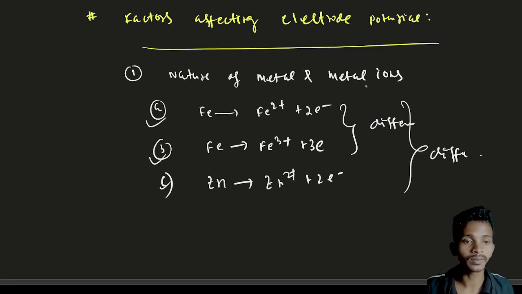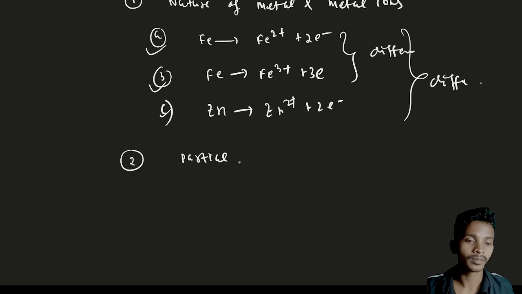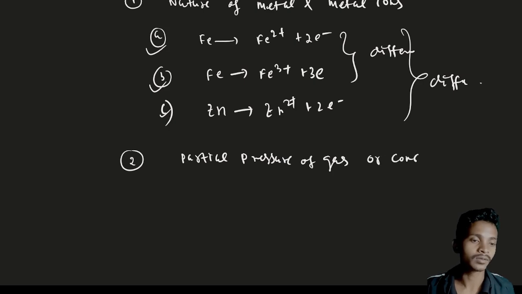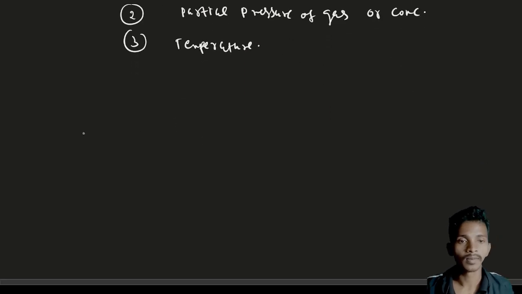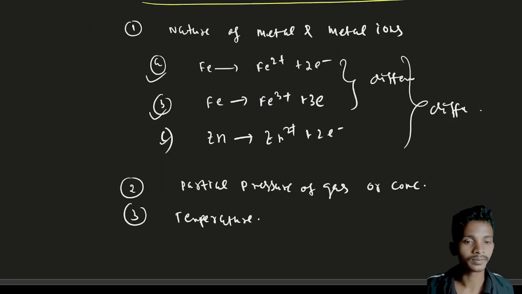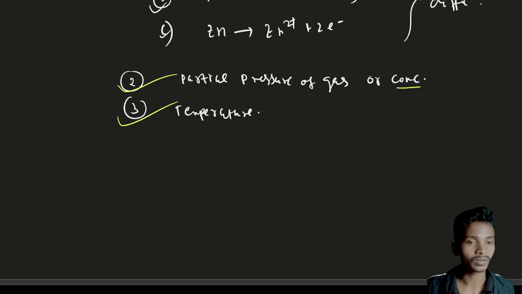So first it depends on the nature of the metal and metal ions, and secondly it depends on the partial pressure of gas or concentration, and the third factor is temperature. So these are the three factors that electrode potential depends on: first the nature of the metal or metal ions, second the partial pressure or concentration, and third the temperature.